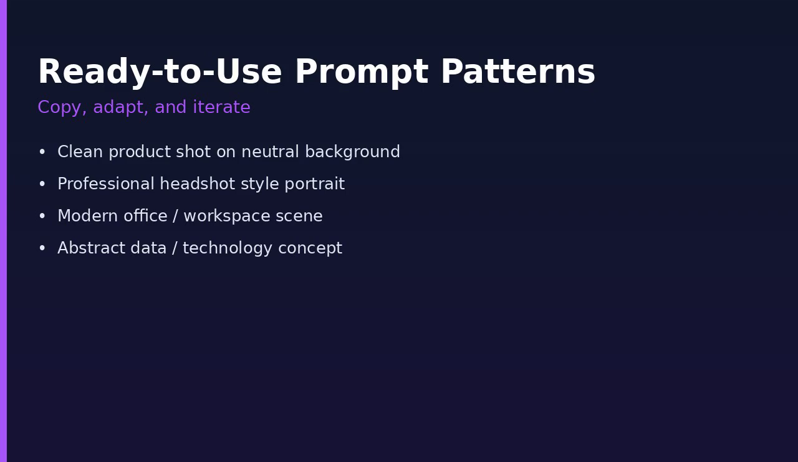Technical notes: aspect ratio is controlled with the -AR parameter. Version can be specified with -V. For consistency across a set of images, keep style descriptors stable and consider using reference images when available. Treat the first generation as a draft. Iterate by adjusting subject, style, or lighting until the result matches the brief.